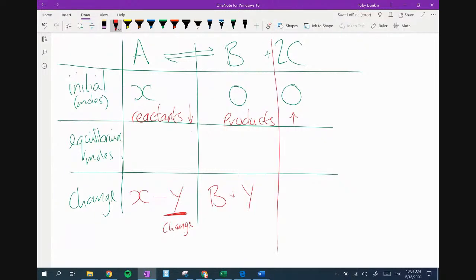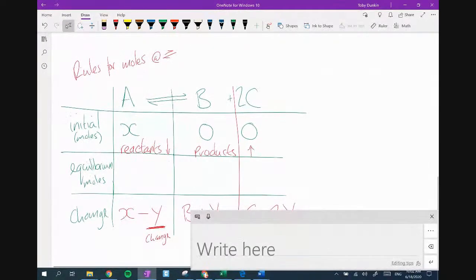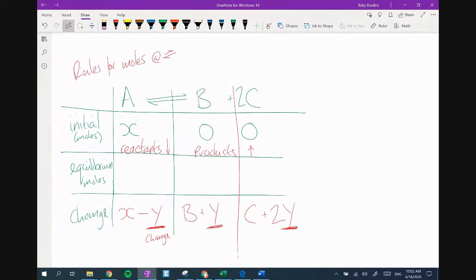And C will be C plus 2 Y's. Now, this is the strange bit here. Y is the change. What's going to happen? The stoichiometric ratio in the equation decides how much it's going to multiply the change by.